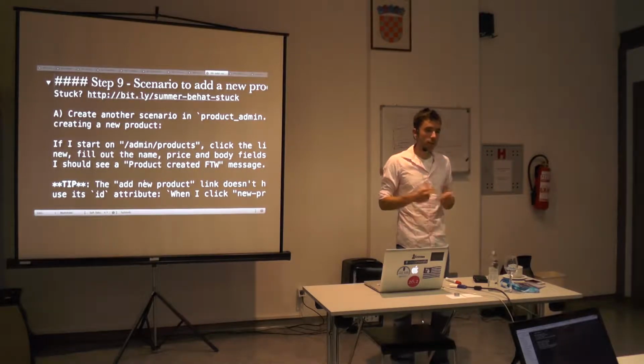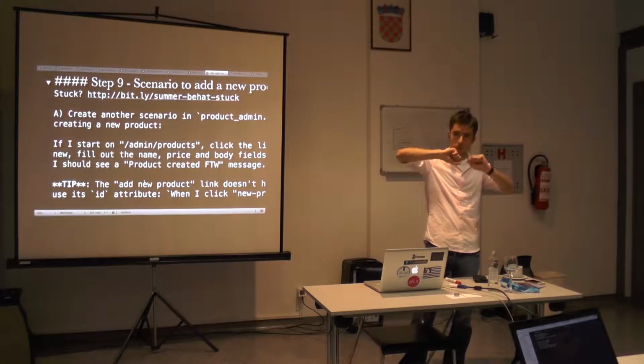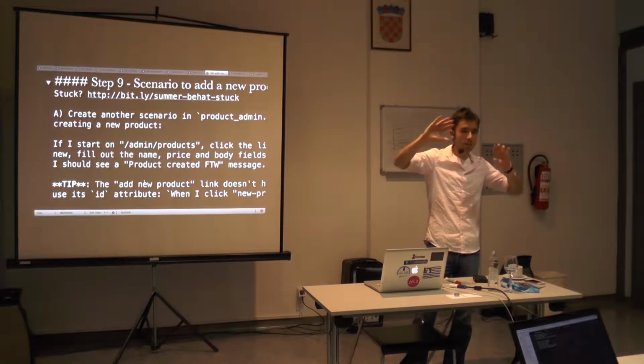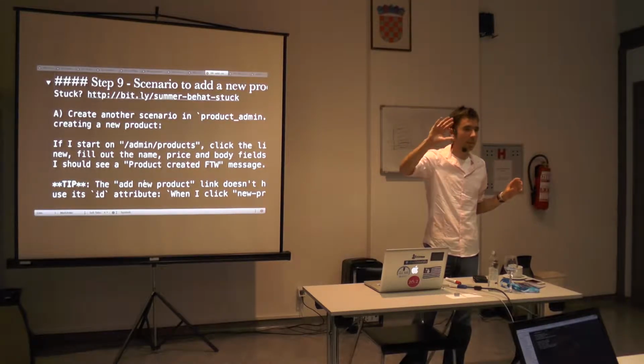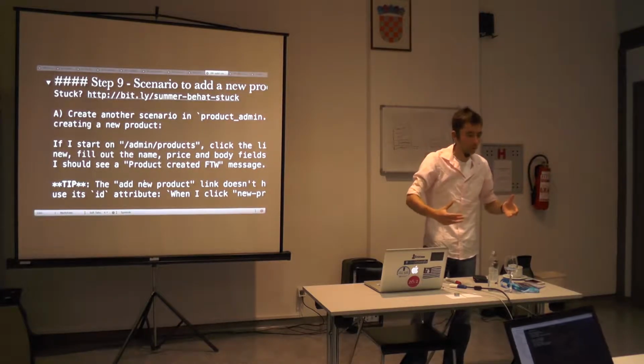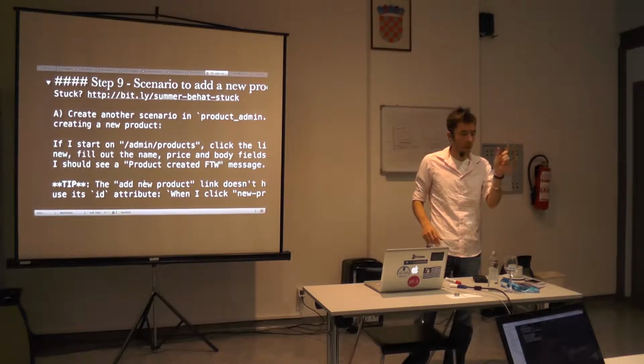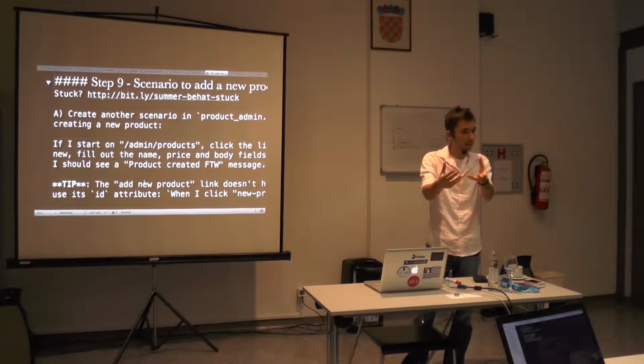Like if you needed to, let's say you have a link on your page, and let's say it's an old site, so your link doesn't even have any text. Your link is just an image, and the image doesn't even have an alt attribute. So you're breaking all the rules. Well, you can't click that because the built-in step that says when I click, that uses text.